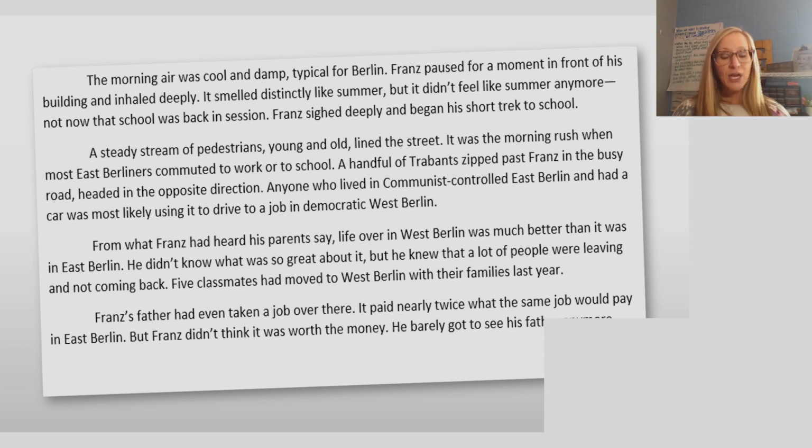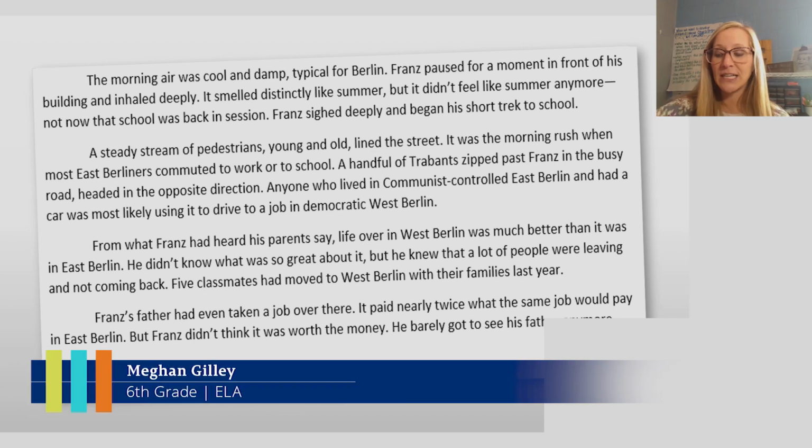From what Franz had heard his parents say, life over in West Berlin was much better than it was in East Berlin. He didn't know what was so great about it, but he knew that there were a lot of people leaving and not coming back. Five classmates had moved to West Berlin with their families last year. Franz's father had even taken a job over there. It paid nearly twice what the same job would pay in East Berlin, but Franz didn't think it was worth the money. He barely got to see his father anymore.